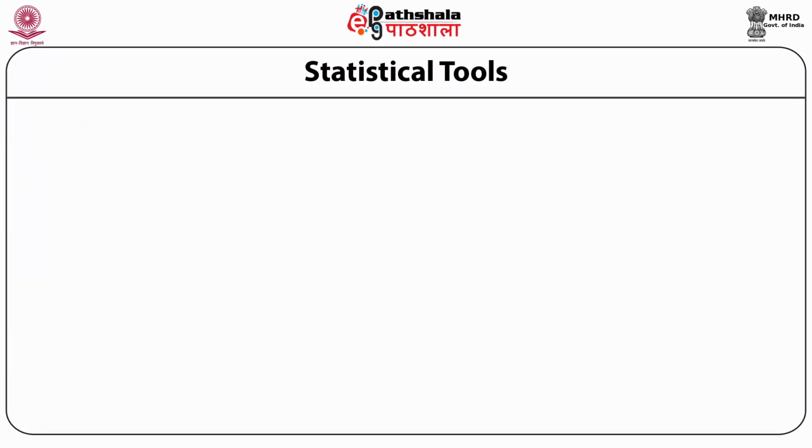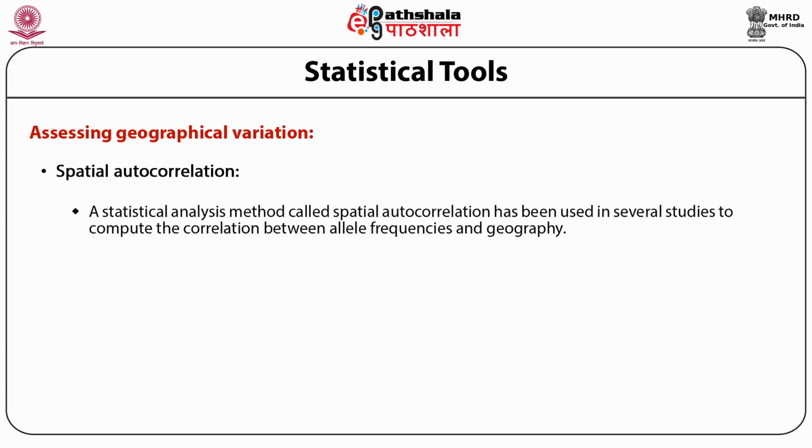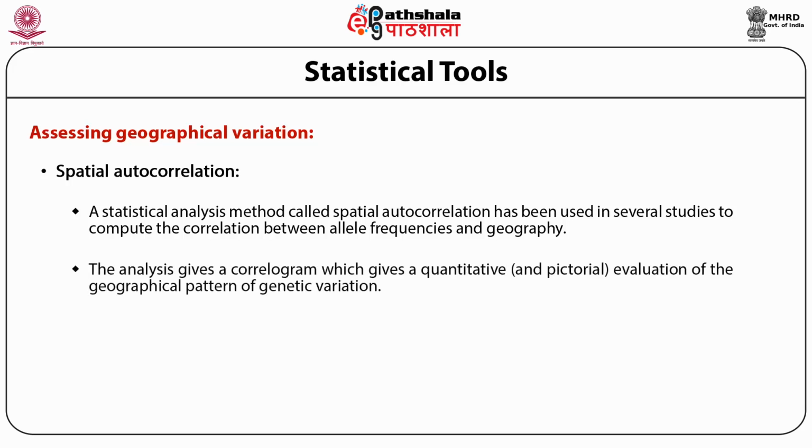Two popular methods are in use for assessment of correlation between genetic distance and geographical distance. First is spatial autocorrelation. A statistical analysis method called spatial autocorrelation has been used in several studies to compute the correlation between the allele frequencies and geography. Moran's I is a popular index to quantify the correlation. The analysis gives a correlogram, which gives a pictorial evaluation of the geographical pattern of genetic variation. A positive value of I means a positive correlation, while a negative value shows negative correlation.